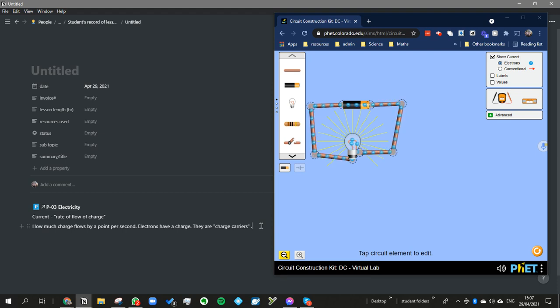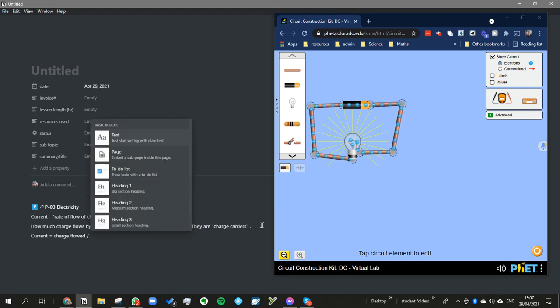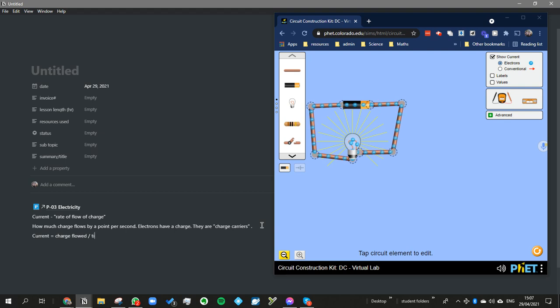Okay, so we can say that current can be defined as the total amount of charge that has flowed by a particular point divided by the time taken for that to flow. Does that make sense? So that's what current is. Current is the rate of flow of charge, so we can work it out by the amount of charge flowed divided by the time taken.